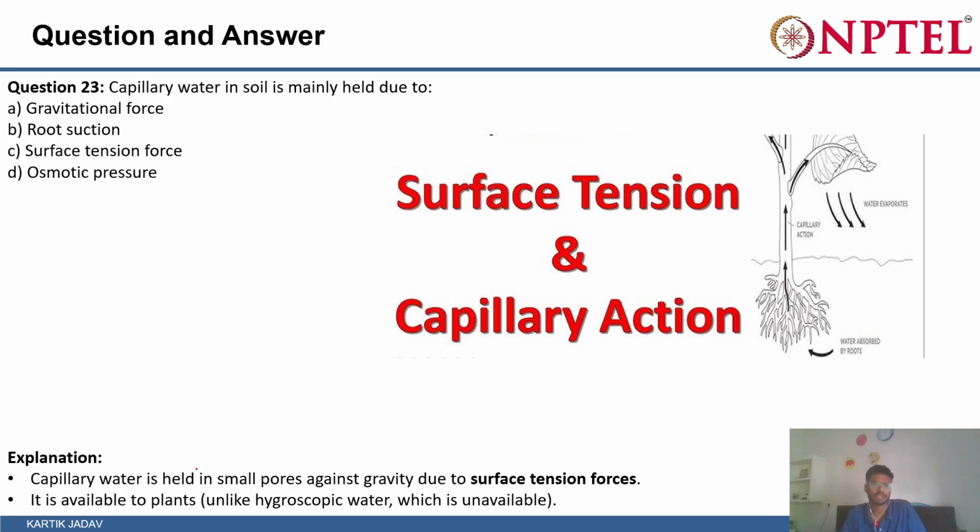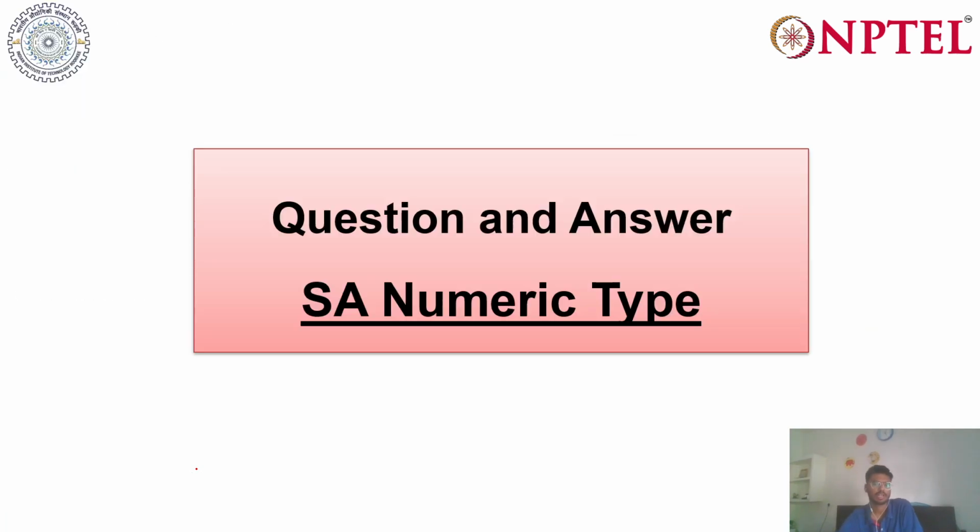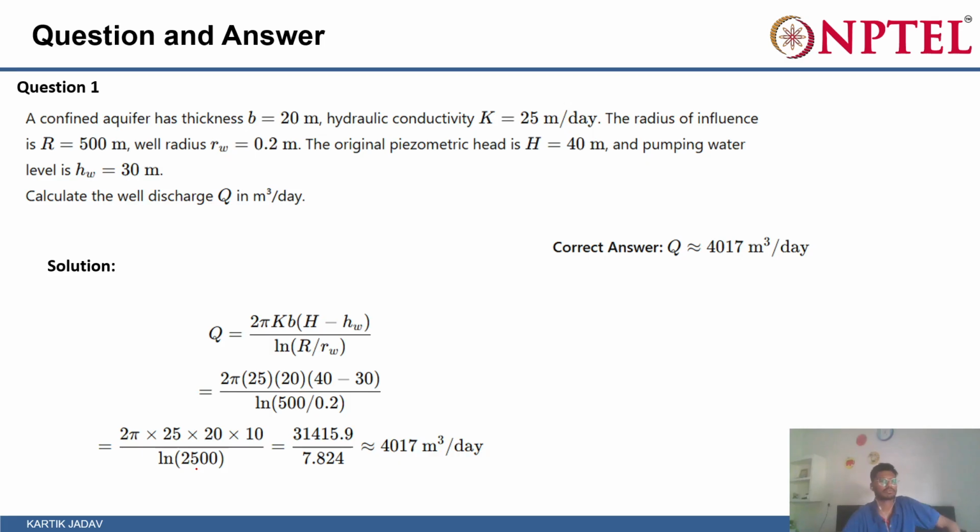Question number 23. Capillary water in soil is mainly held, so it is mainly due to surface tension. Right. Correct answer is option C. Now let's move towards numeric type questions. So first question.